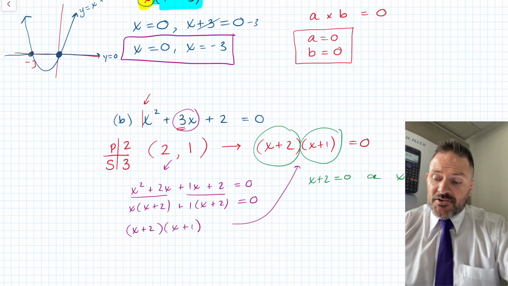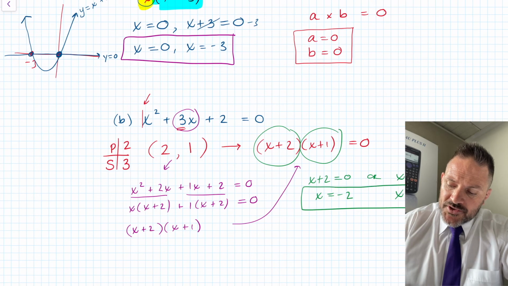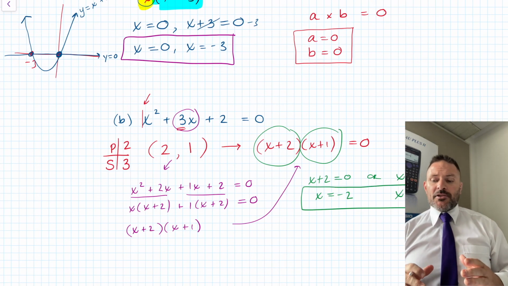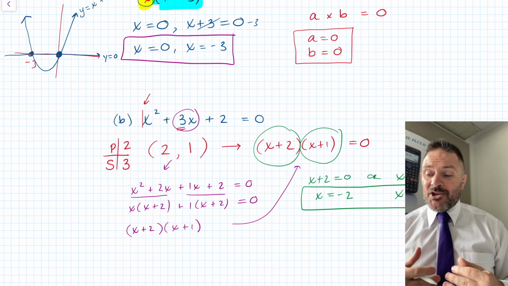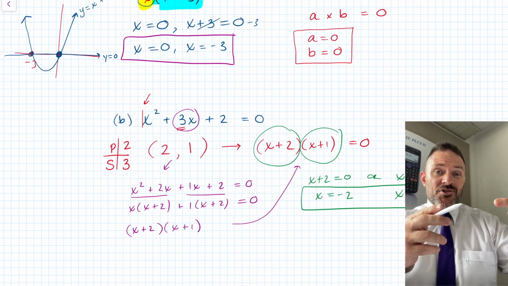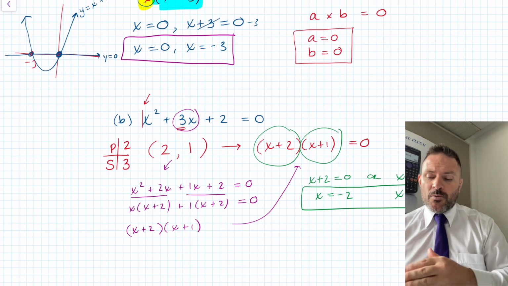I'm going to subtract the 2, so x equals minus 2, and x equals minus 1. And they are my two solutions for this particular question. Of course, you don't need to write that first line. You really should know that minus 2 plus 2 makes 0, minus 1 plus 1 makes 0. You get your answer straight away.